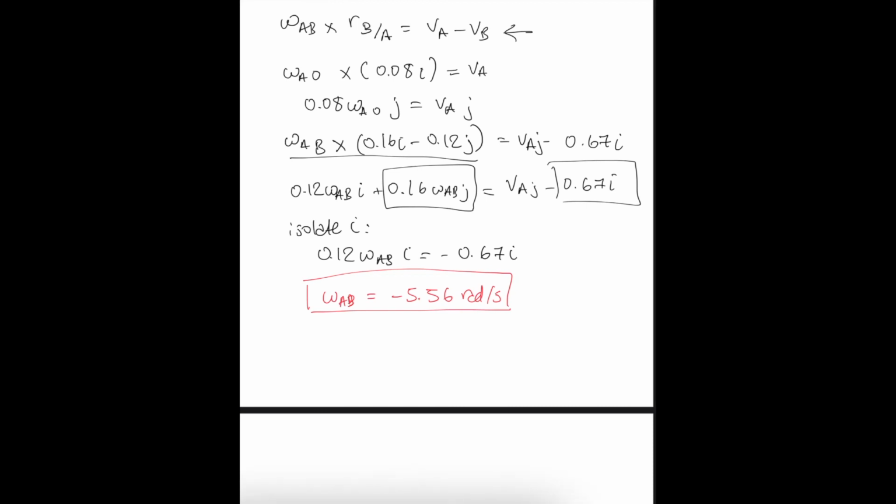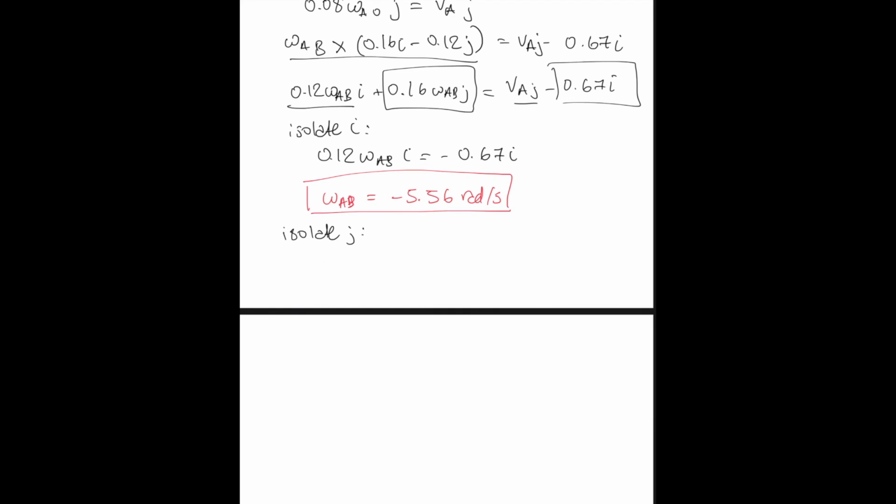And since we can already solve for this over here, we're going to isolate I to get 0.12 omega AB in the I direction is going to be equal to minus 0.67, also in the I direction, to give us the angular velocity of link AB equal to minus 5.56 radians per second. And that's the answer for part D, actually.